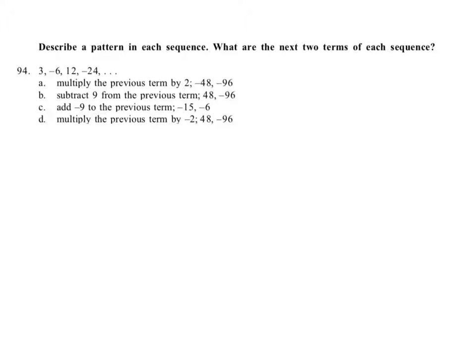Okay, this is the last one, and it's pretty straightforward. We're describing a pattern and then writing the next two terms. Well, if we look from here to here, and then from here to here, from here to here, we notice that the number is switching between positive to negative, back to positive, back to negative, switching signs every time. How do you switch signs?